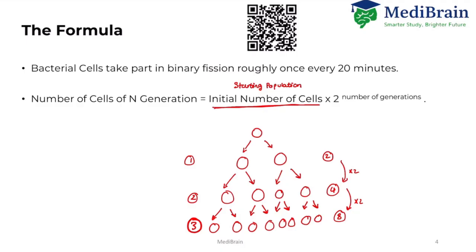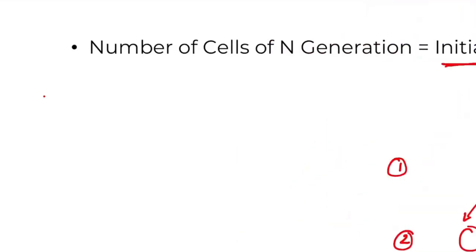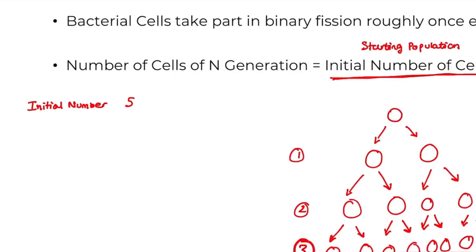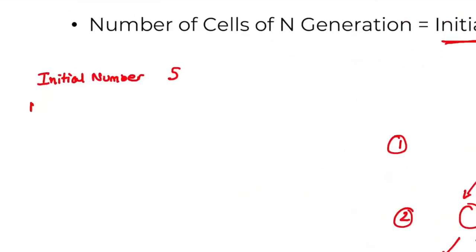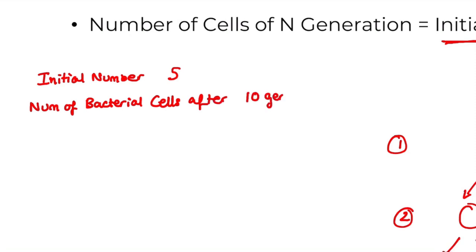That's your starting population. And then you multiply it by 2 to the number of generations. So this is after how many generations, after how many rounds, how many bacterial cells are present. For example, as I said, a very simple one: if I told you that the initial number of bacterial cells in a population is 5, and then I wanted you to work out the number of bacterial cells after 10 generations.